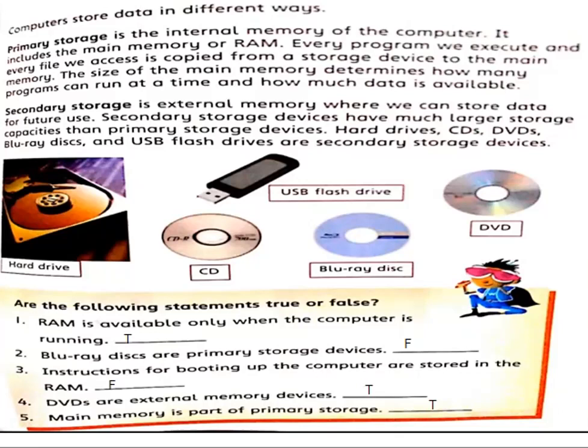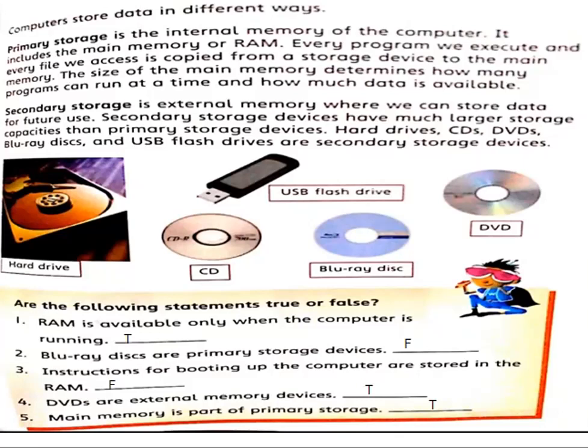Primary storage is the internal memory of the computer. It includes the main memory or RAM. Every program we execute and every file we access is copied from a storage device to the main memory. The size of the main memory determines how many programs can run at a time and how much data is available. Okay. The second one is secondary storage. It is external memory where we can store data for future use. Secondary storage devices have a much larger storage capacity than primary storage devices.